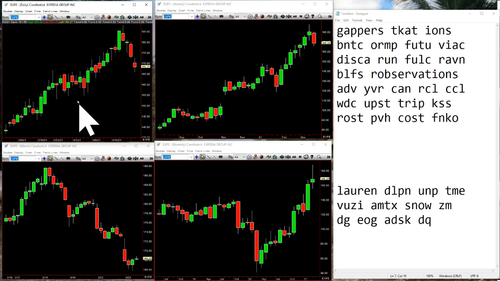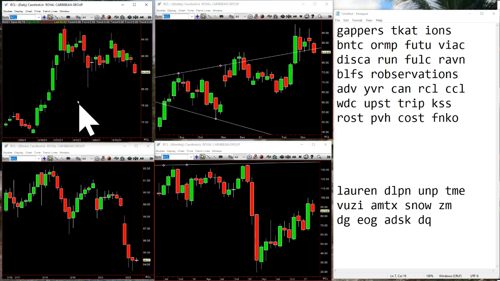We go to the cruise ships. RCL. Upper left inside day to the downside, right? Which triggers the one inside, poke up, RevStrat here, below this. 86.53. Now let's see if it can be weak enough to come through here. Still an inside month, but red, and that tells us to look at CCL.